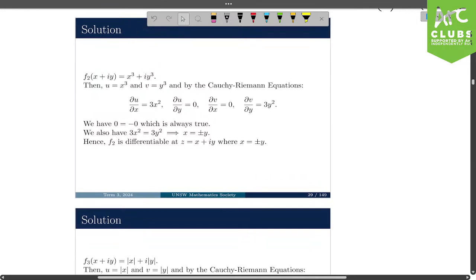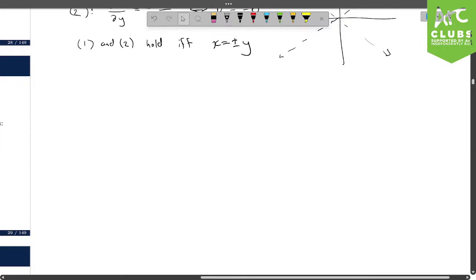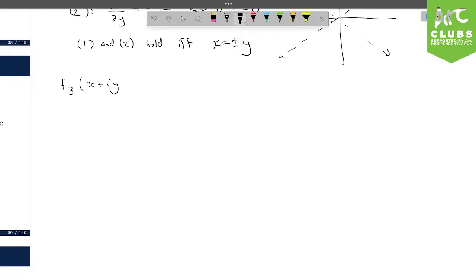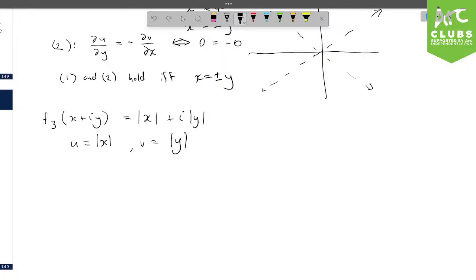function is absolute value of x plus i absolute value of y. So f3 of x plus iy is equal to absolute value of x plus i absolute value of y. Okay, so here again, u is equal to absolute value of x, v is equal to absolute value of y.